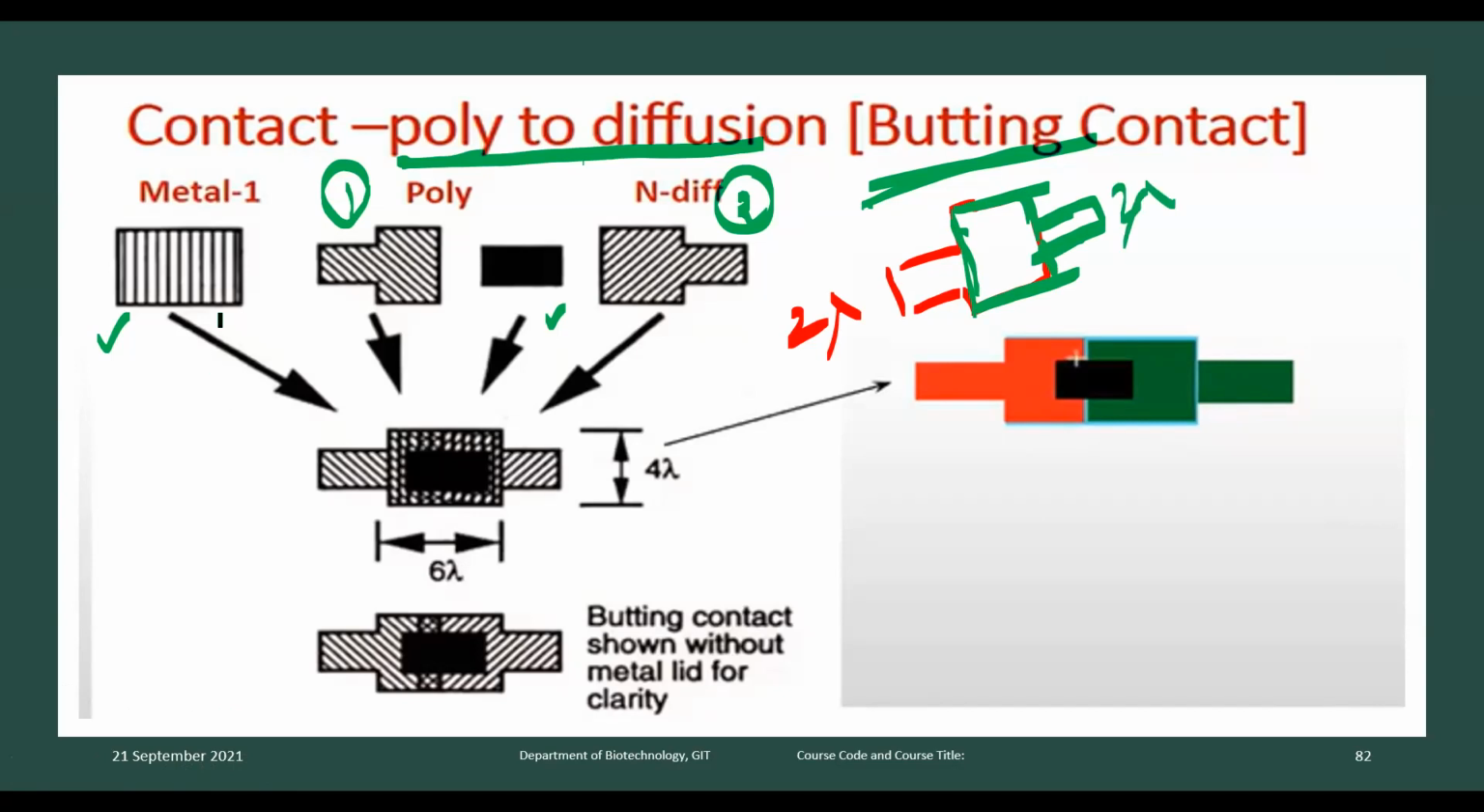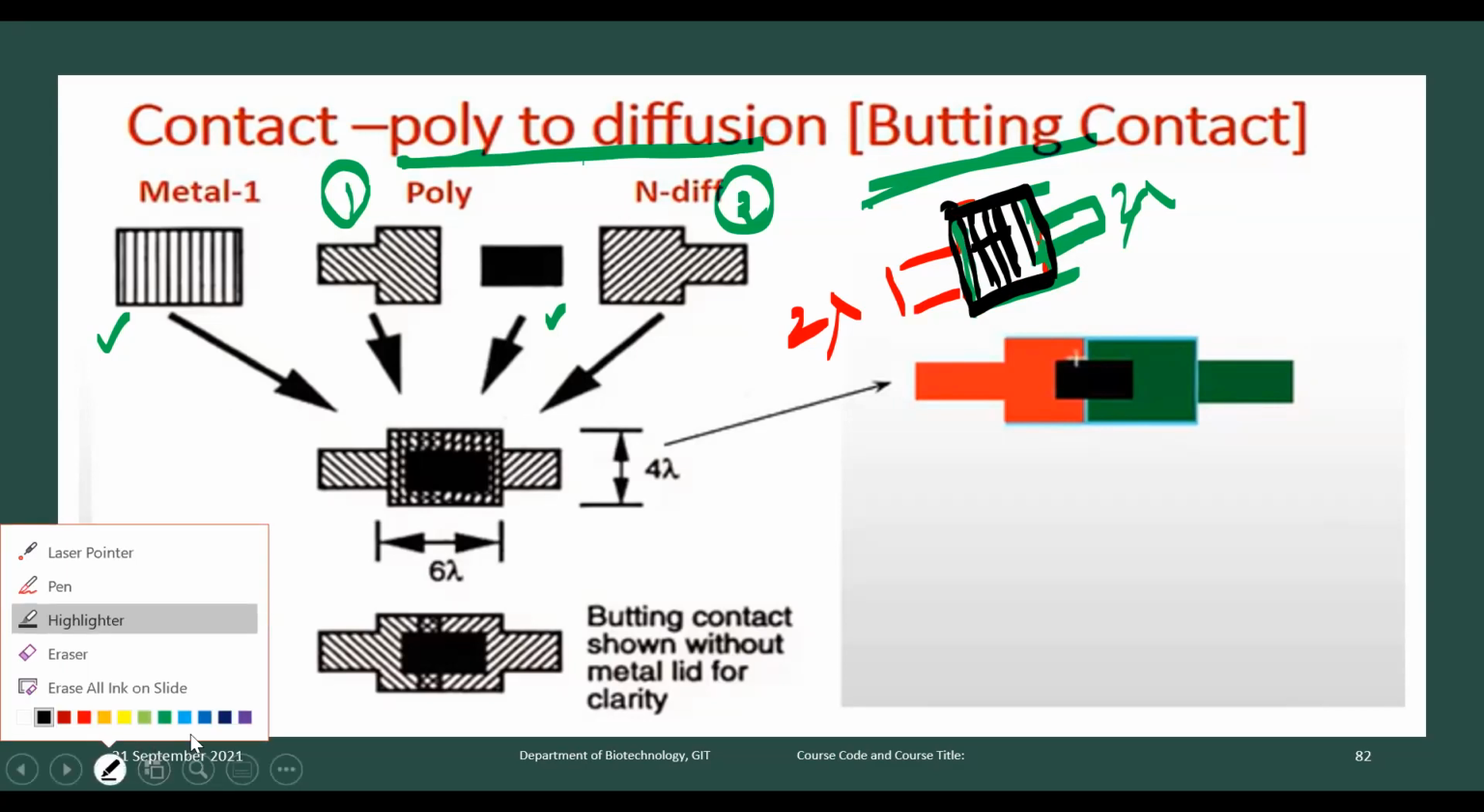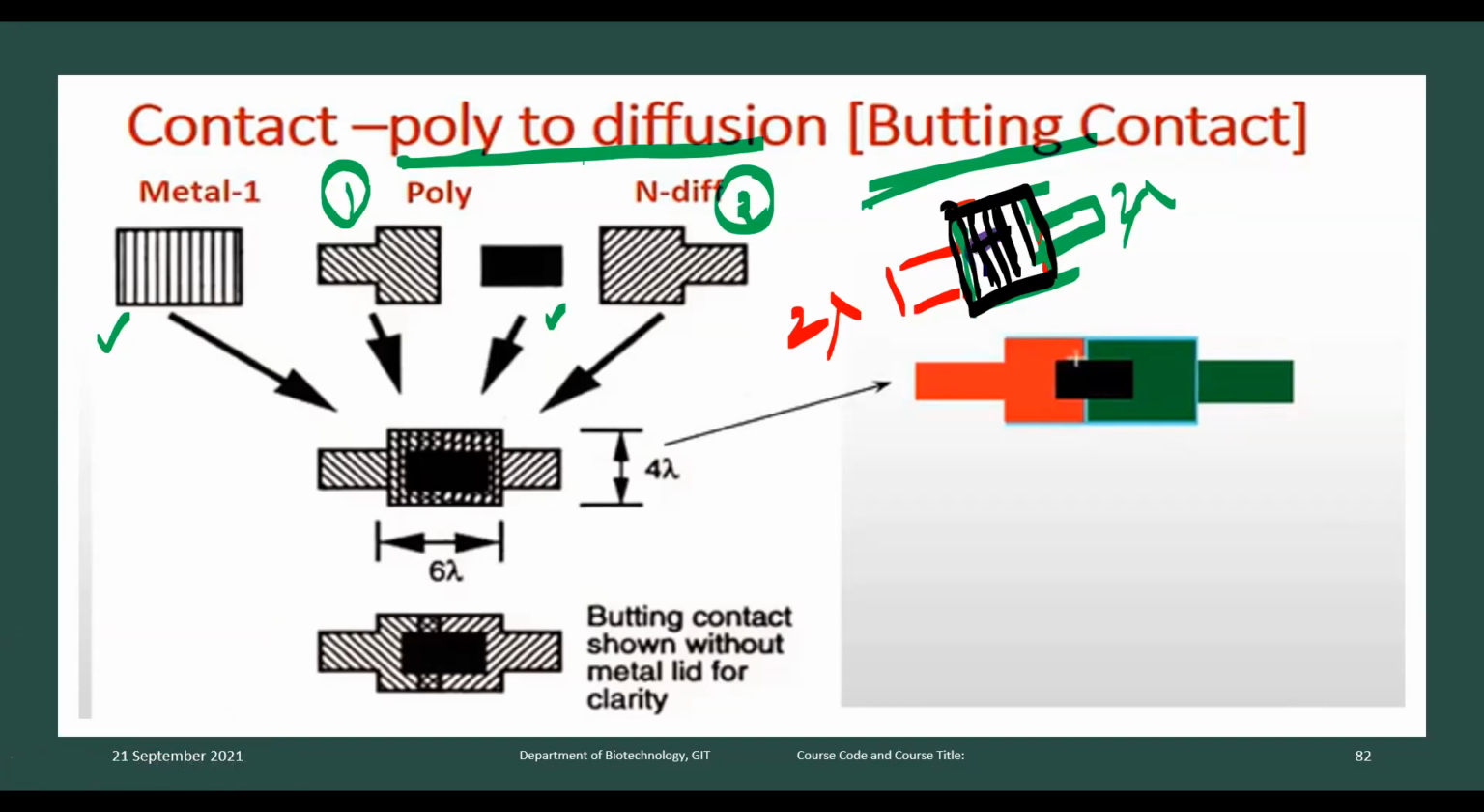Now take the metal. Metal is black color. Keep the metal like this. This is metal 1. Then what to do? Take a contact cut. Dig a hole here, create a hole here, and fill it with this material. Then there is a contact. This type of contact is called the butting contact.